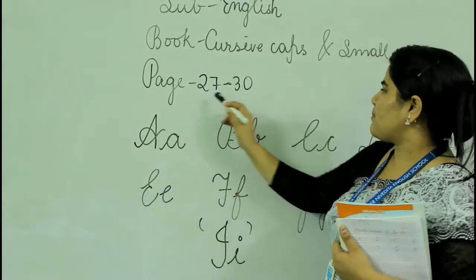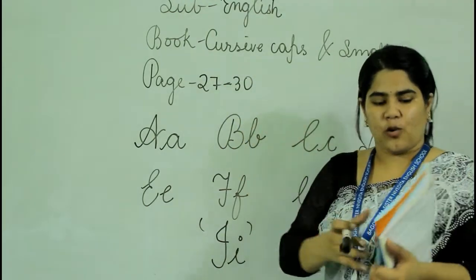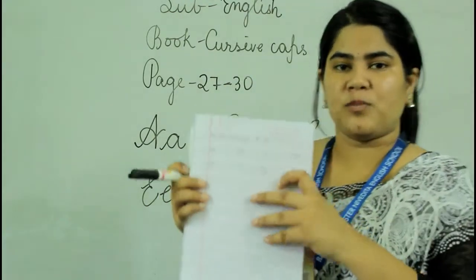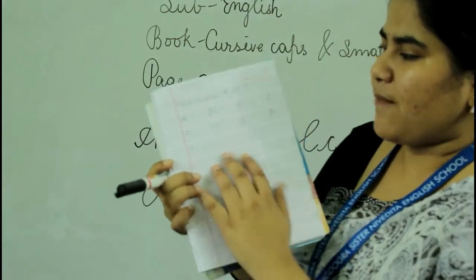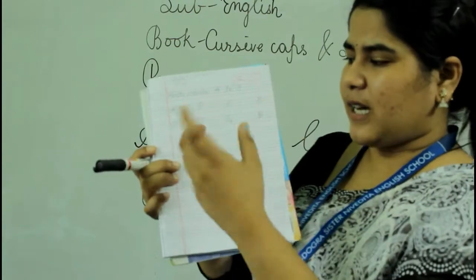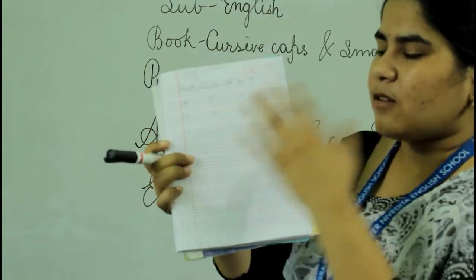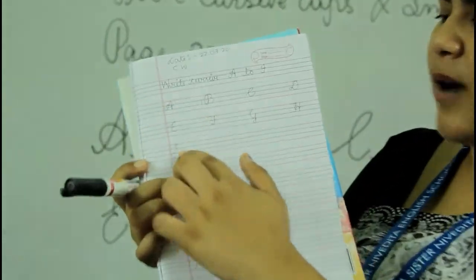okay? Page number 27 to 30 of cursive, caps and small book is your homework, and in notebook, in exercise, in classbook and homework copy both, this you have to do, okay? Write cursive A to I. Here I have already written, you will get the question, you have to trace, not trace, you have to write down, you have to follow this from A to I, okay?